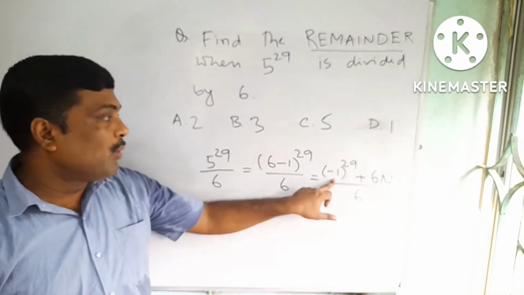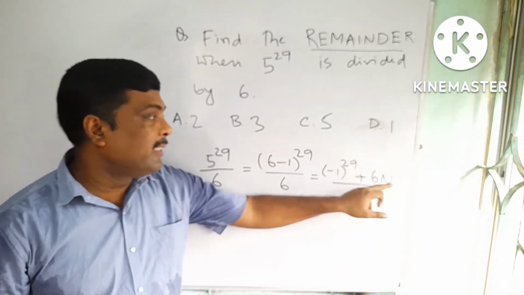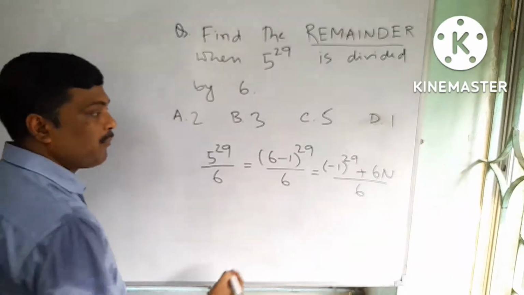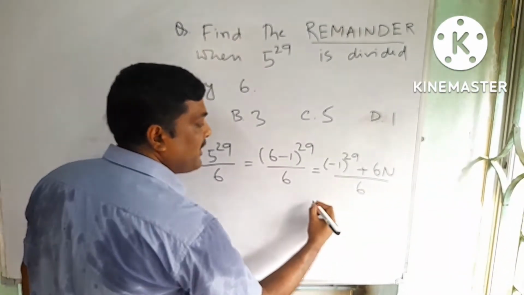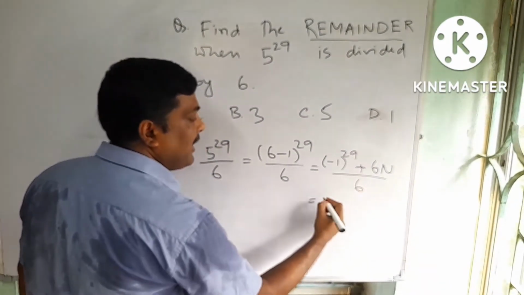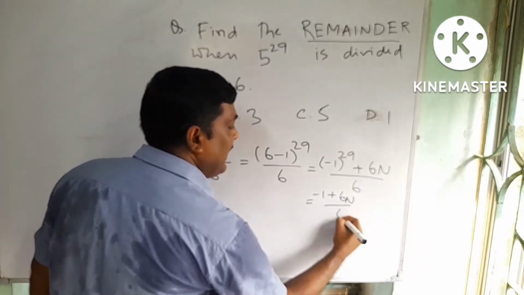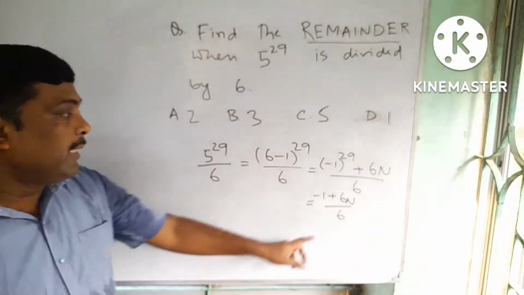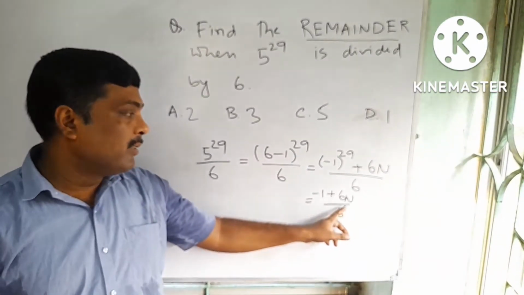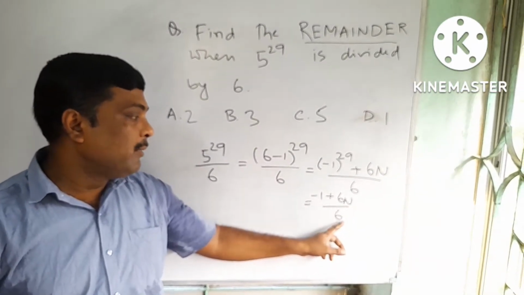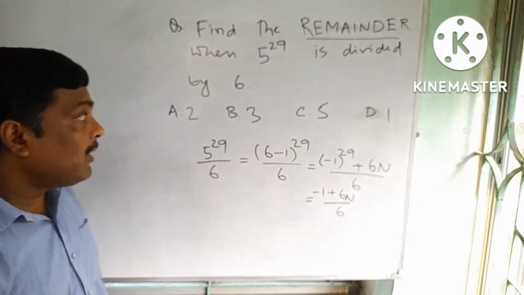So it is (-1)^29 + 6 into some natural number n, divided by 6. Minus 1 to the power 29 is minus 1, plus 6n divided by 6. Okay, 6n is 6 into n, so it is divisible by 6. So the remainder is minus 1.